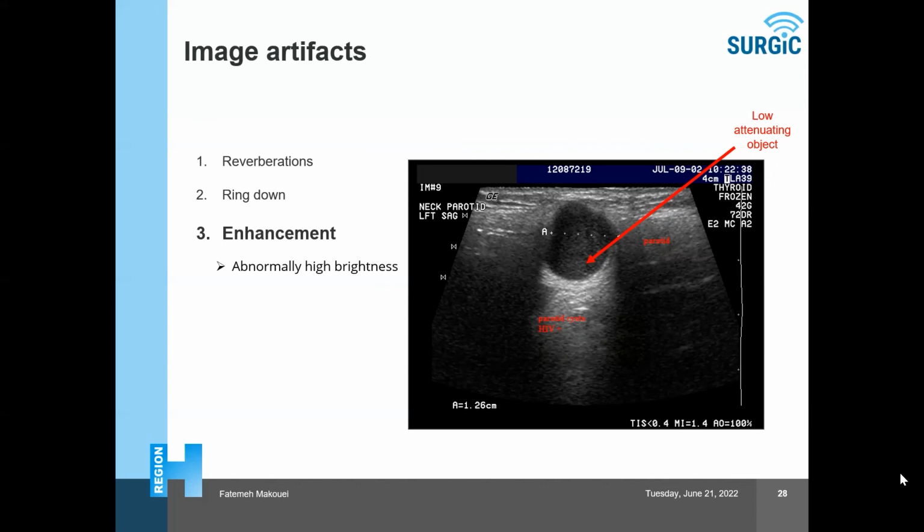Acoustic enhancement can help differentiate fluid-filled structures from solid or hypoechoic masses. And here in this example, the cyst is less anechoic, as you can see. So we have enhancement behind it.